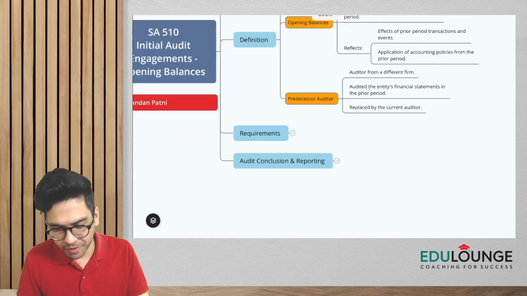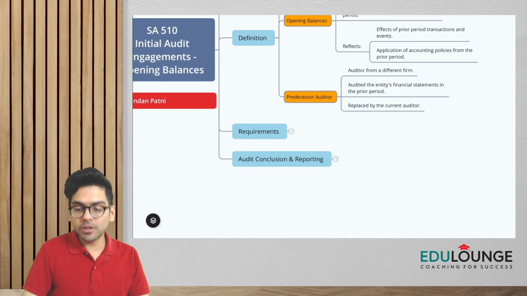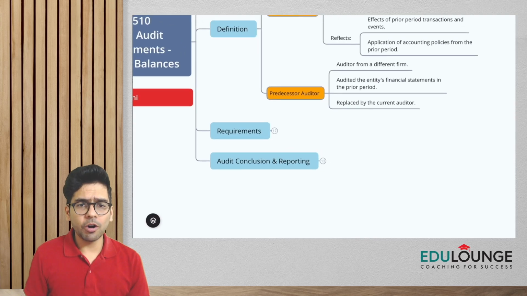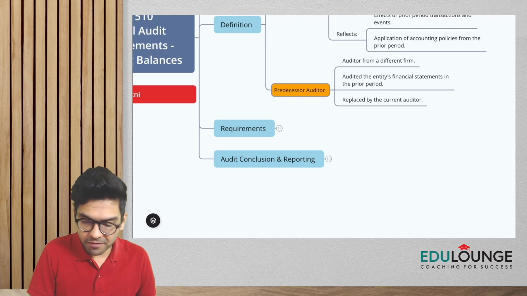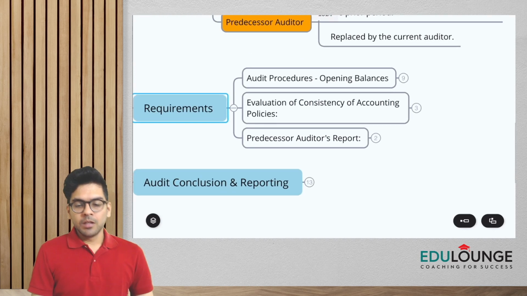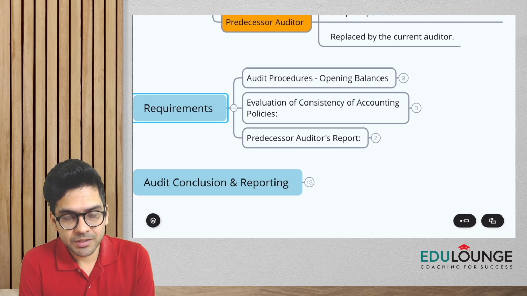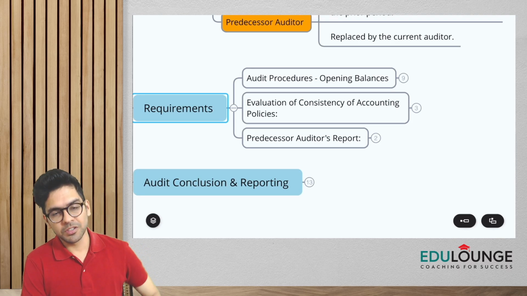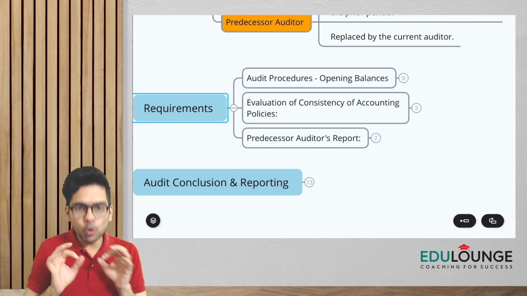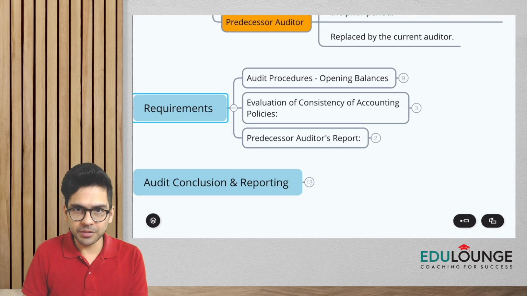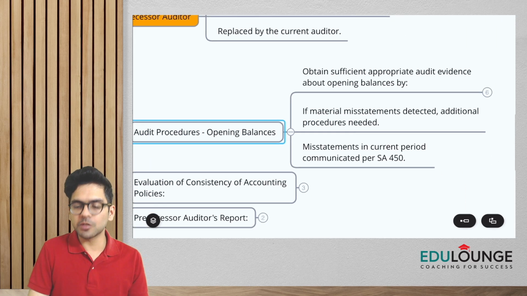Anyway, I hope it is clear. So let's quickly go through the requirements of SA 510. What are the requirements of SA 510? We'll learn about the audit procedures with respect to opening balances first. With respect to opening balances, what should be the audit procedures? In case of initial audit engagement, very simple.